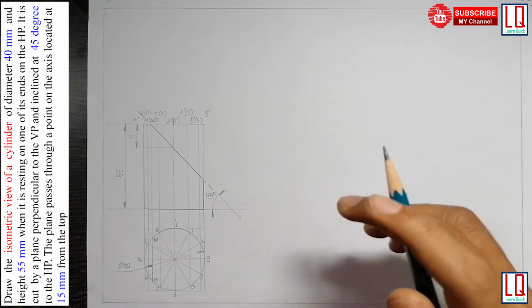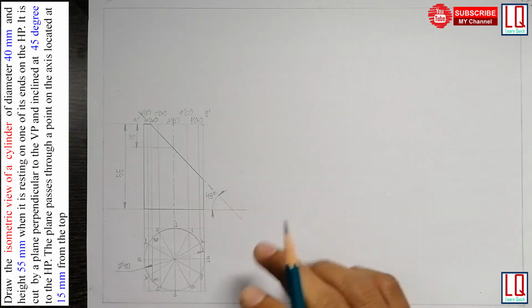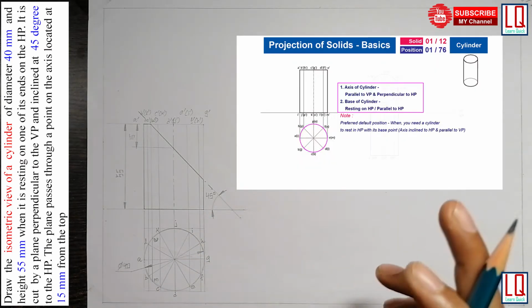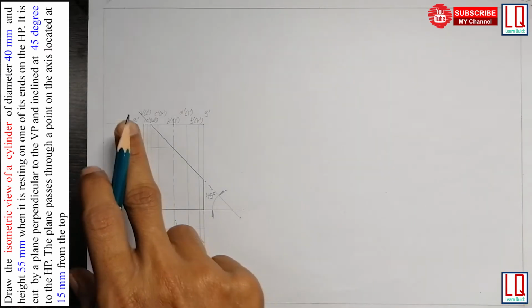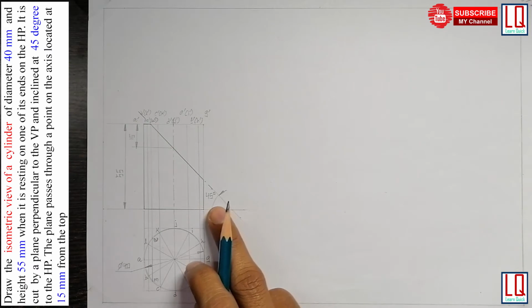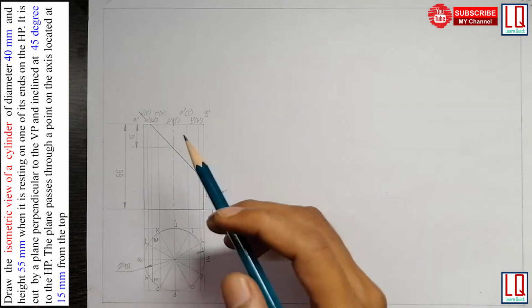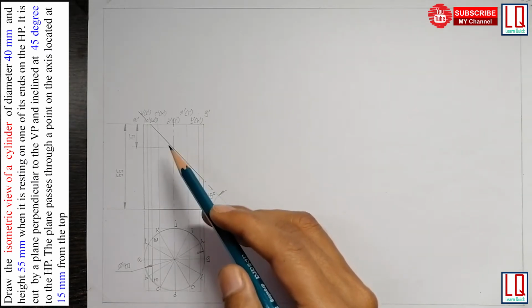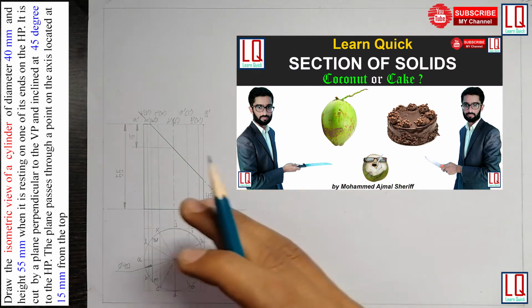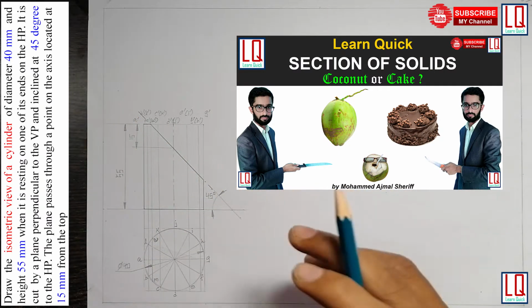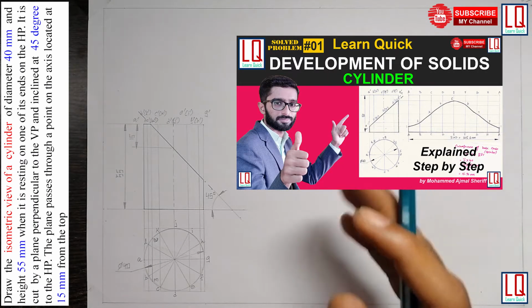I have already drawn the default orthographic projection of the cylinder on referring our previous video lecture projection of solid type 1 position number 1. And the cylinder is also sectioned with the help of a cutting plane inclined at 45 degree to the HP and passing through the point on the axis located at 15 mm from the top. To learn more on sectioning of the cylinder and marking the cutting plane points, you can refer our previous video lecture on section of solids and development of solids of cylinder.